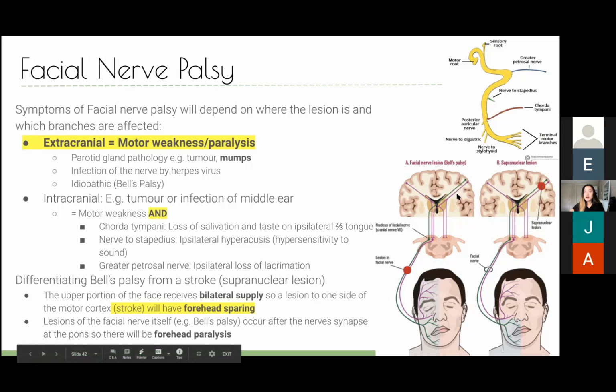So if you cut off one half of the brain via a stroke, then the opposite side of your brain can still come down and supply the whole face, more or less. But if you cut it off at the facial nerve, then you cut off both branches, and so there's forehead paralysis as well.